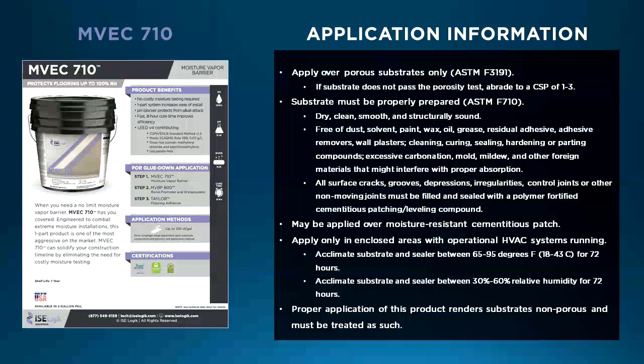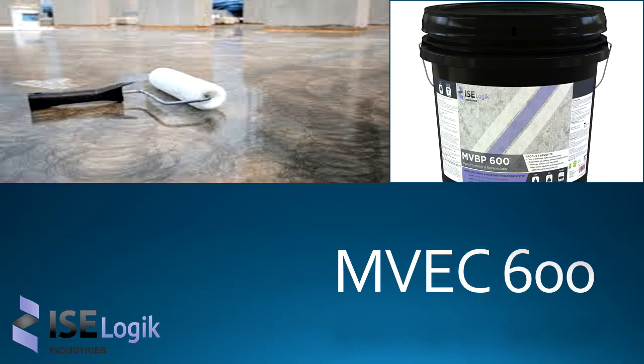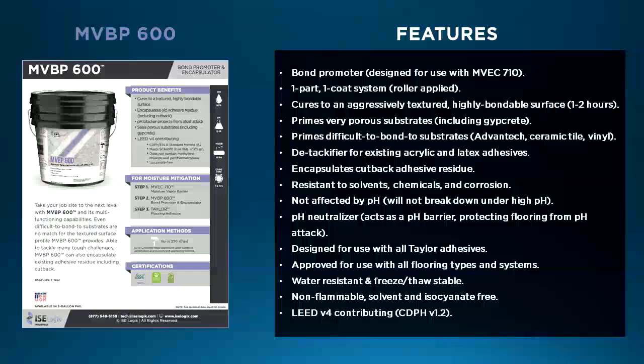Our next product is our 600 product, and this is rolled onto the surface. With this product, we'll take a look at the first item: a bond promoter used over our 710 product we just talked about. So once the single part system is applied and the 8 hour cure time has passed with the 710, then we can roll this product directly on top of the 710 product in preparation for any products that would be adhered. So if it's a loose lay or a floating system, we do not need to put the 600 down on top of the 710.